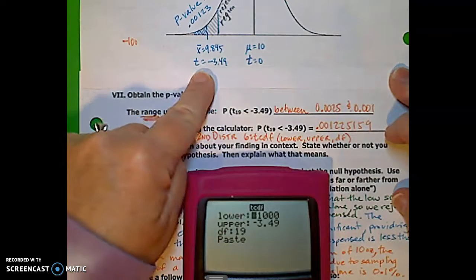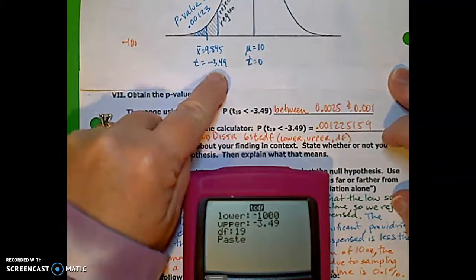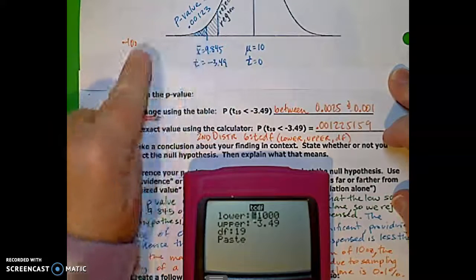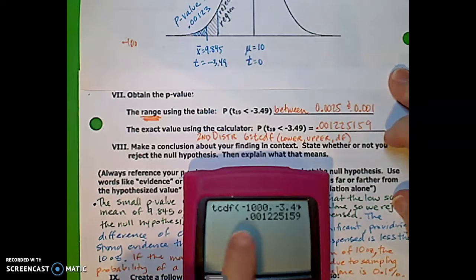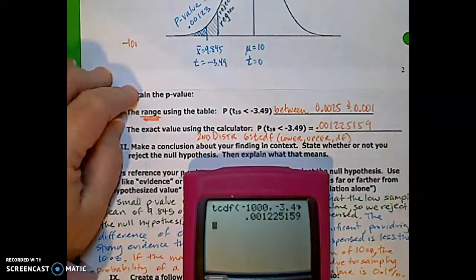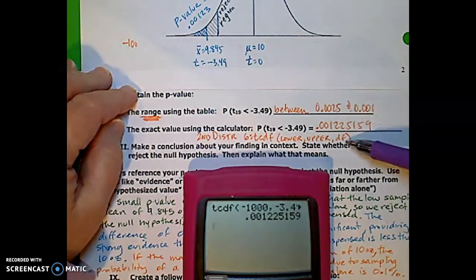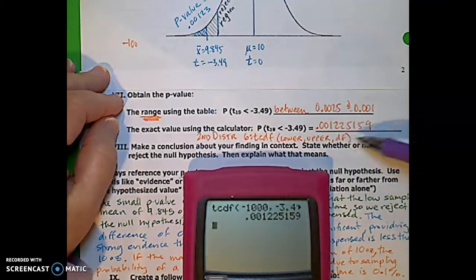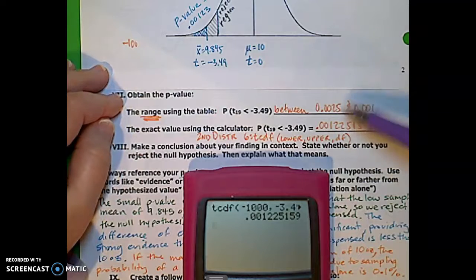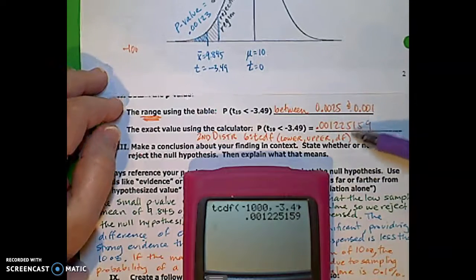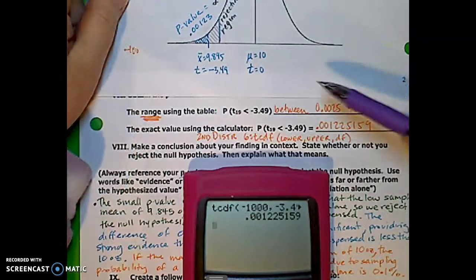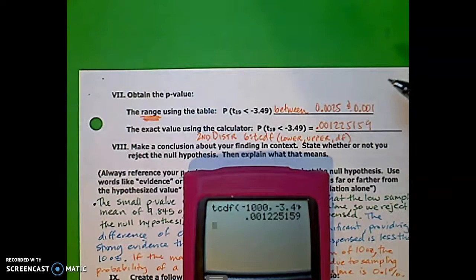Our upper limit is our t-score of negative 3.49. We're looking for the area in the lower part of that curve. So negative 3.49, our degrees of freedom is 19. We will paste this equation, and we get 0.001225. That is definitely in between these two values. But it is nice to have an exact p-value instead of a range of values. But you don't have to have it. The range of values would be enough to help us make that conclusion.